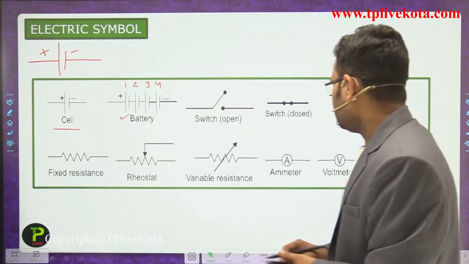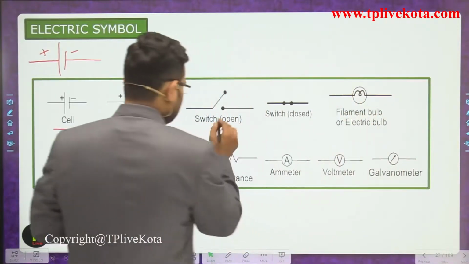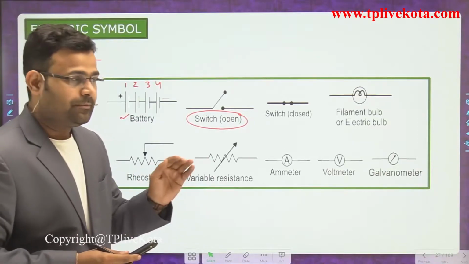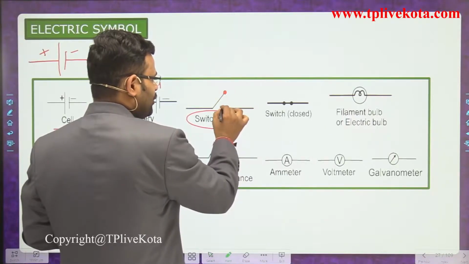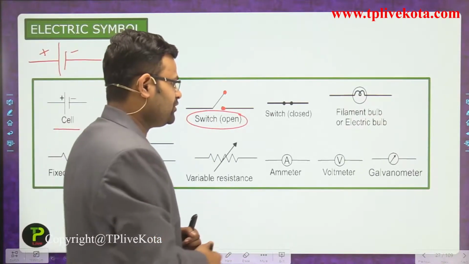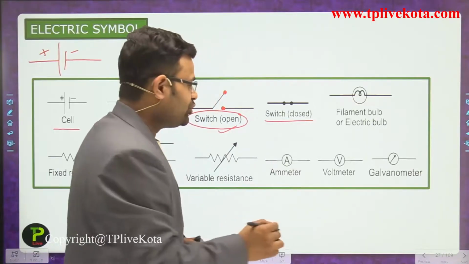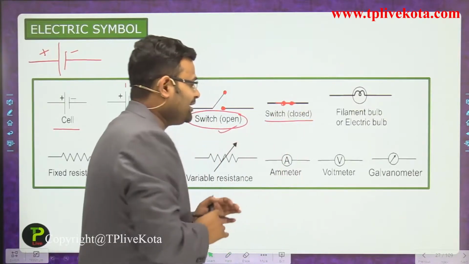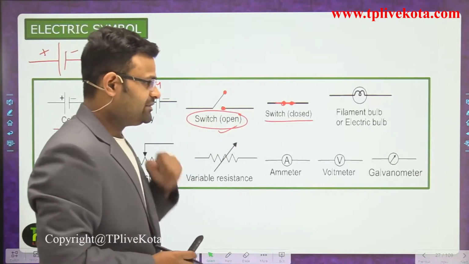We have two symbols of a switch. The first symbol represents the open switch, meaning the current is not flowing, electricity is not flowing. In that case the two balls are not connected. The other is the closed condition, in which both balls are connected with a wire, meaning current will flow through the wire. So first is the cell, second is the switch.